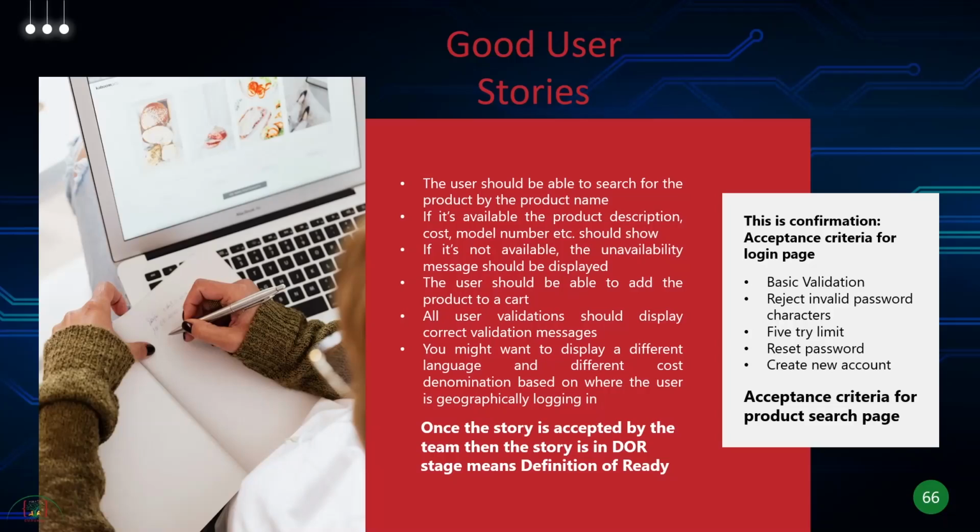Let's say a user is logging in. You want to have an acceptance criteria for that. You should have basic validation checks. You reject any invalid password characters. You can have like a limit, right? They try, let's say 5 or 6 times. After they get locked out, they are sent a message or an email to reset their password or create a new account. So these are the acceptance criteria that you can probably have for login page. Right? Similarly, you can build acceptance criteria for any other user story that you're looking at.